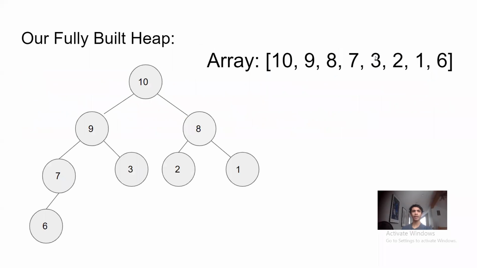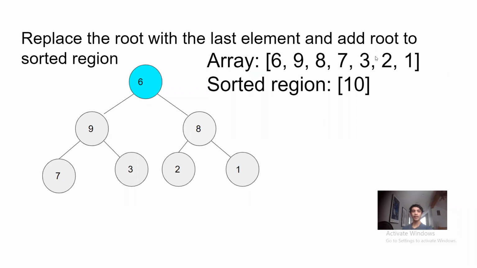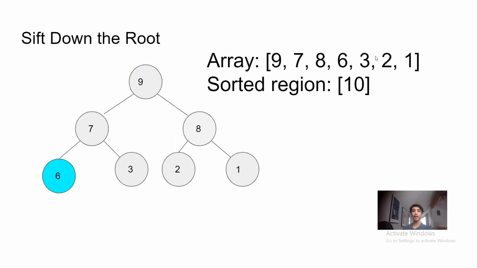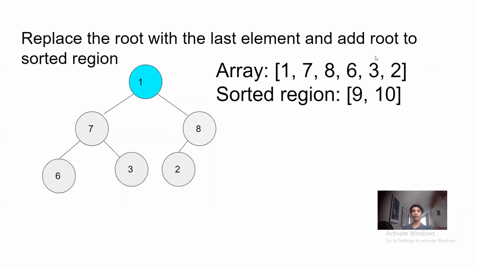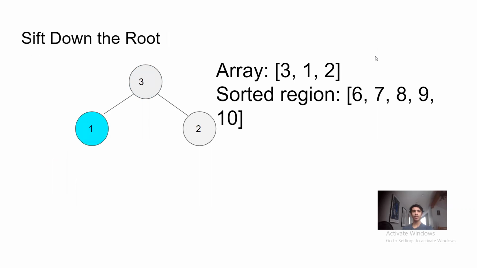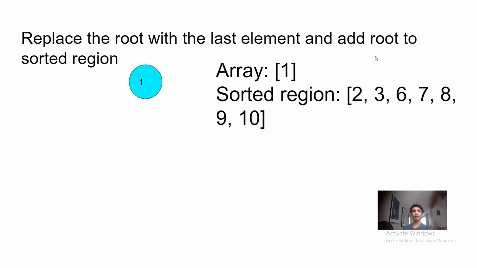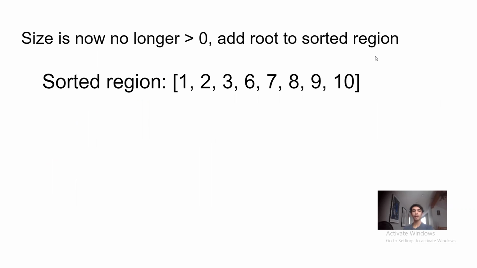Let's see how this works. So again, this is our fully built heap. And first we're going to swap the lowest value, the last element in the array, which is 6, with the root, which is 10. And we're going to move 10 into our sorted region like this. Then we're going to shift down the root, and now 9 is the root. And we're going to move it into the sorted region and replace it with 1, shift it down, and repeat the process until our boundary is no longer greater than 0. And we move it into our sorted region, and our sorted region is now the full sorted array.